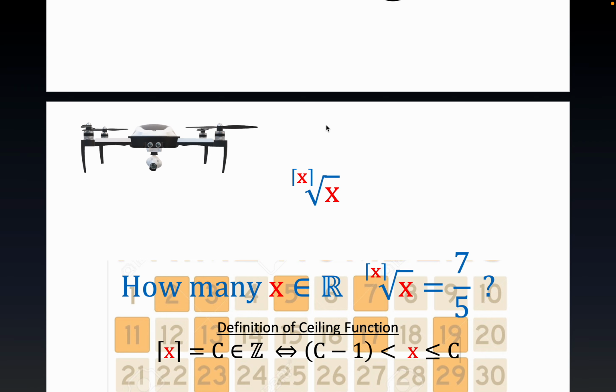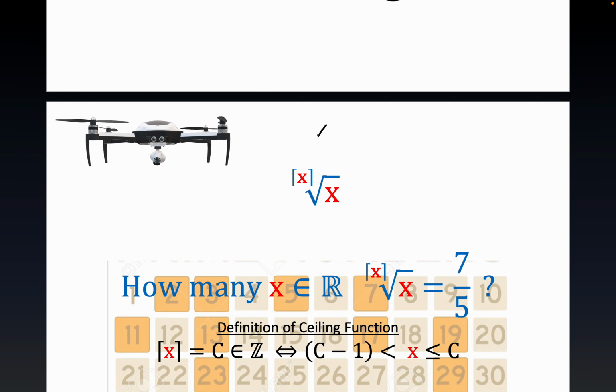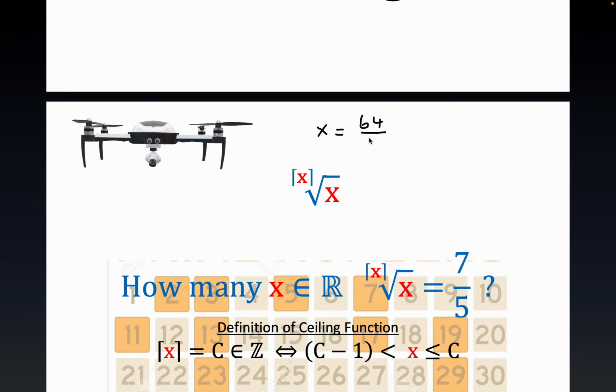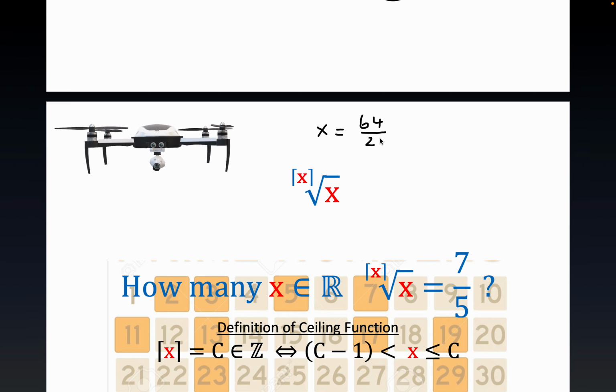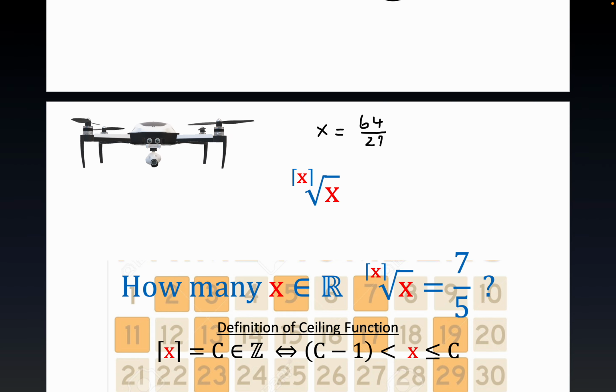I'd like to work a concrete example of this ceiling function radical expression. Let's start out with a nice number here. Let's say x is equal to 64 over 27. Now notice that 64 over 27 is a number between 2 and 3. 2 times 27 is 54. So 64 over 27 is a number between 2 and 3.